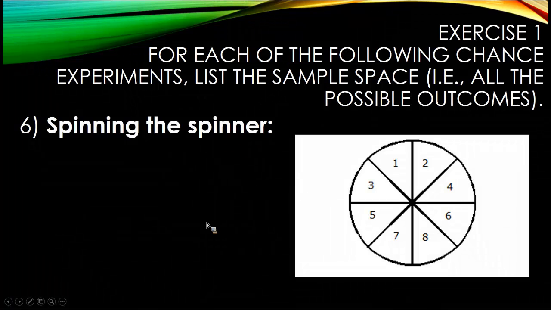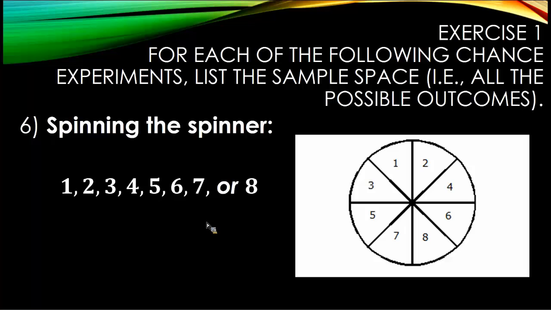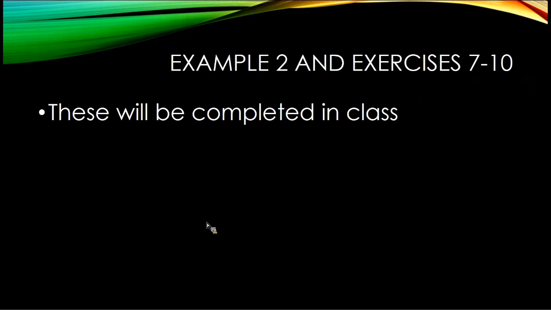Spinning the spinner. So we have the following spinner with the numbers 1, 2, 3, 4, 5, 6, 7, 8. Well, all the possible outcomes then are 1, 2, 3, 4, 5, 6, 7, or 8. Those are all the possible outcomes. Example 2 in exercises 7 through 10, these will be completed in class.